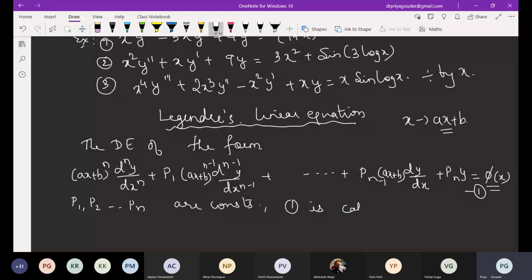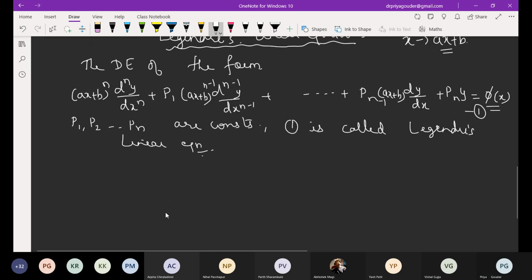Equation 1 is called Legendre's linear equation. Now, can you guess what should be the path to solve it? If you remember what I explained just now, you can tell me very easily. What is the change between this and Cauchy's? Instead of x, if I put ax plus b as x, it is Cauchy's.